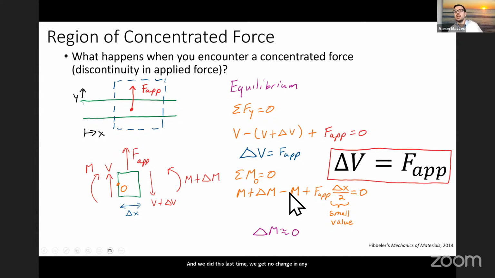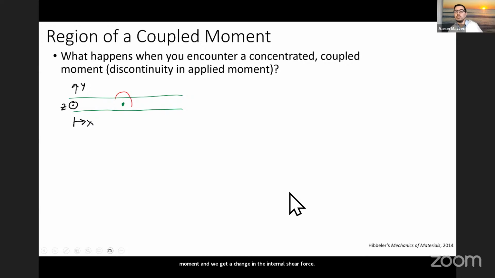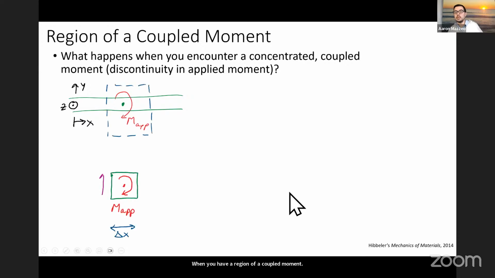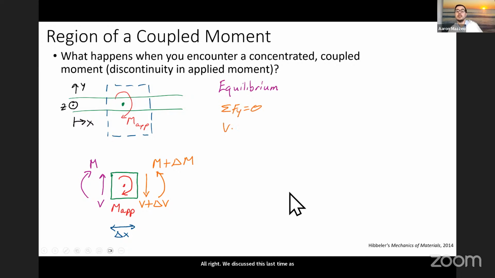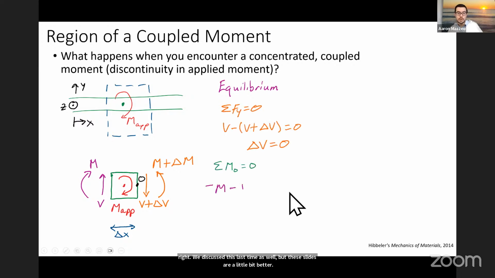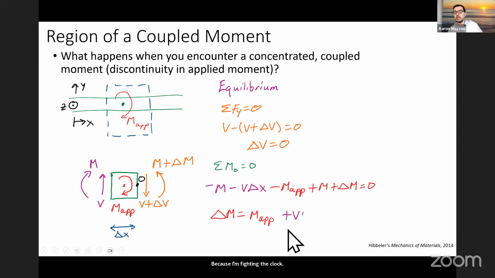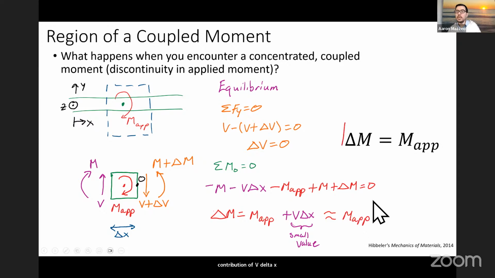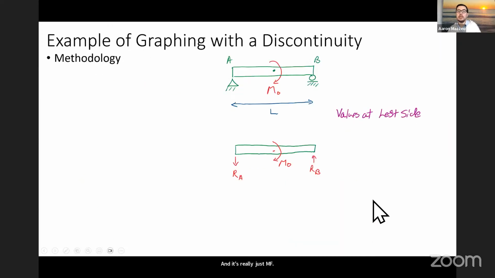When you have a region of a coupled moment, we discussed this last time as well, but these slides are a little bit better. It's a shame that I go through them so quickly because I'm fighting the clock, and I really want to make sure that you have what you need for the last problem on the assignment. We get that there's going to be this small contribution of V delta X, and it's really just M. Those are the two things that you deal with when you have an applied bending moment and when you have an applied force, and how they affect the internals.